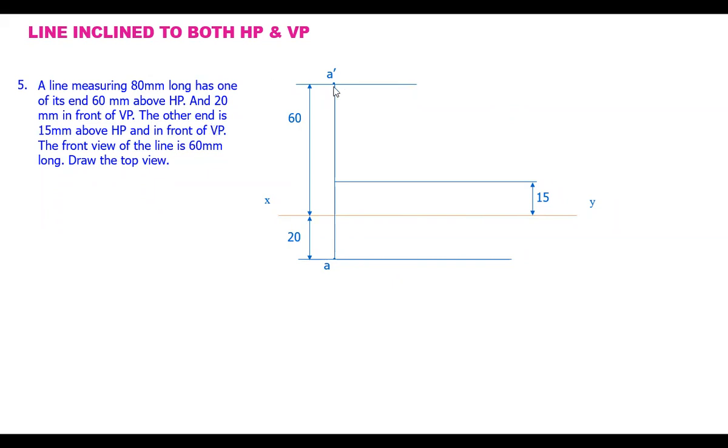So here we know A dash, and the front view of B, that is B dash, must be lying on this line. I assume the line initially parallel to VP. That means in the front view, we see the true length of the line. So with the 80 mm radius, we draw an arc here intersecting this locus. Now join this, I call it B1 dash. Join A dash, B1 dash, that is the line parallel to VP. You get an angle theta, the true inclination with the HP.